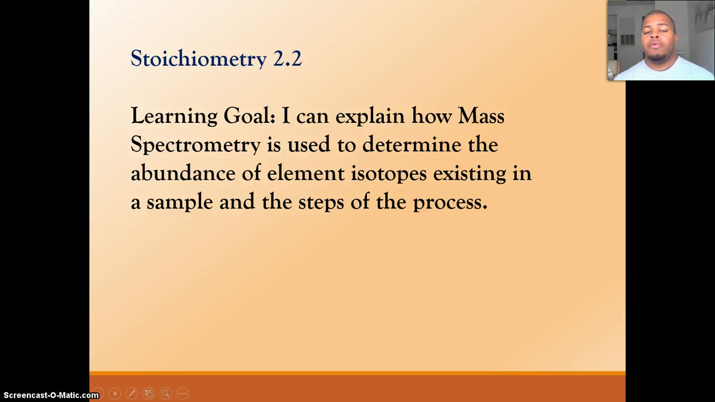All right, everybody, we're back for Stoichiometry 2.2, and we're going to still look a little bit at isotopes, just a little bit, and then we're going to move into what is called mass spectrometry. Now, the goal of this video is, at the end of it, you should be able to explain and determine the abundance of certain elements, isotopes, based on the information from the sample. Also, you need to know the steps of the process, what it goes through to go through mass spectrometry.